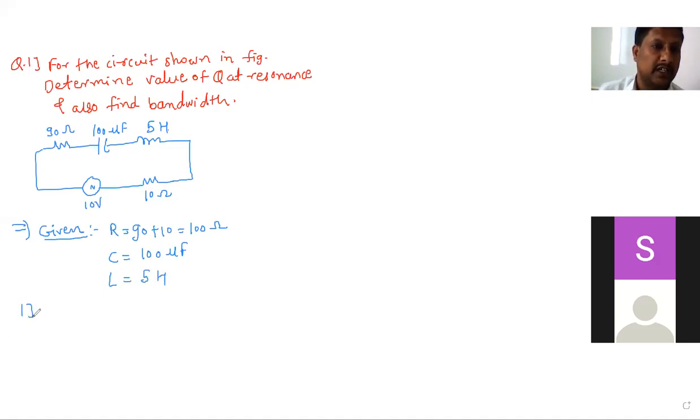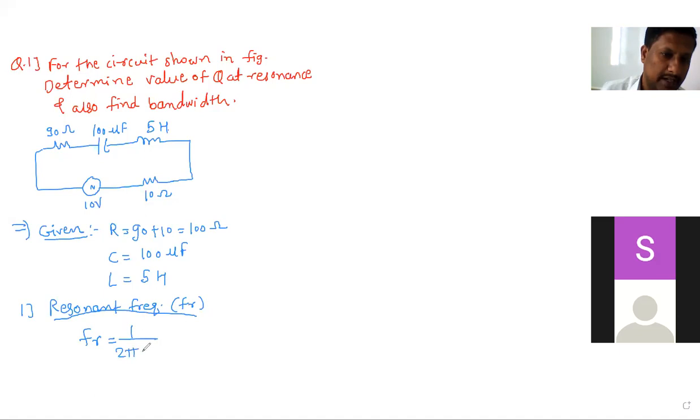Okay, so first of all we have to find the resonant frequency. Because the L and C values are given, it is easy to find FR. FR is equal to 1 upon 2 pi into under root LC. So put in the values and tell me the answer. The L value is 5 and the capacitor is 100 micro, meaning 100 into 10 raised to minus 6. So what is the FR answer?